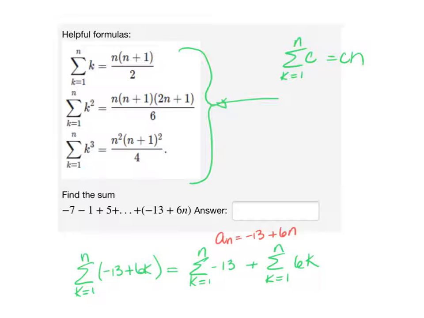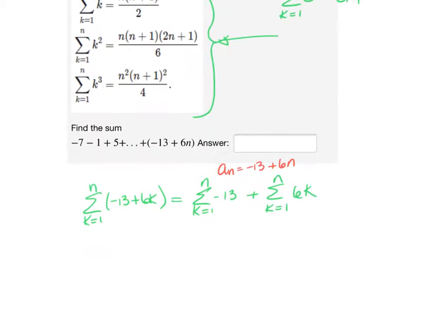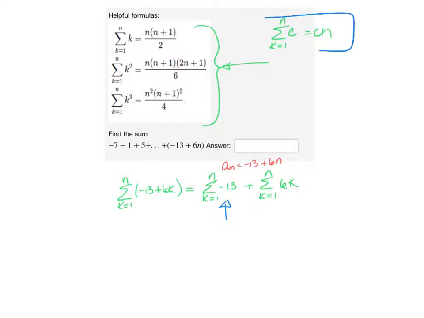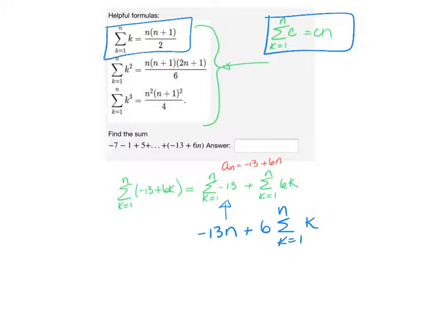Do we put the 6 out front, or should we leave it there? Yes. So I'm going to pull that 6 out front. I know that this part right here is going to be this formula. So I know that part is just going to be negative 13 times n, because I don't know where I'm stopping. If I knew where I'm stopping, I would have just put that 7 or 12 or 100 in. And then I'm just going to rewrite the second part by pulling out the 6. And then I'm going to use this one.